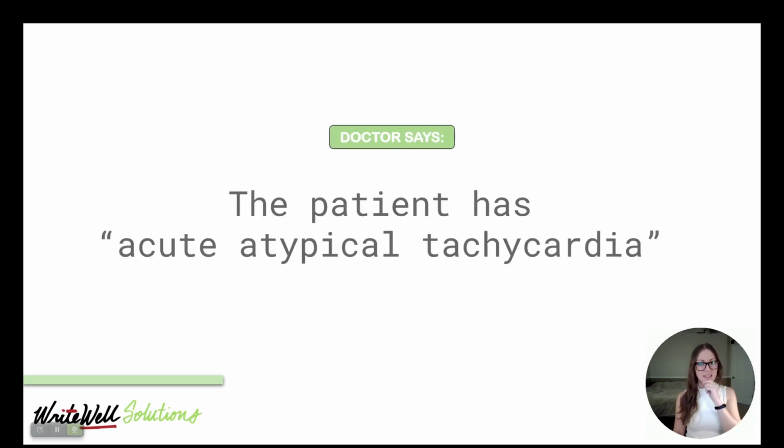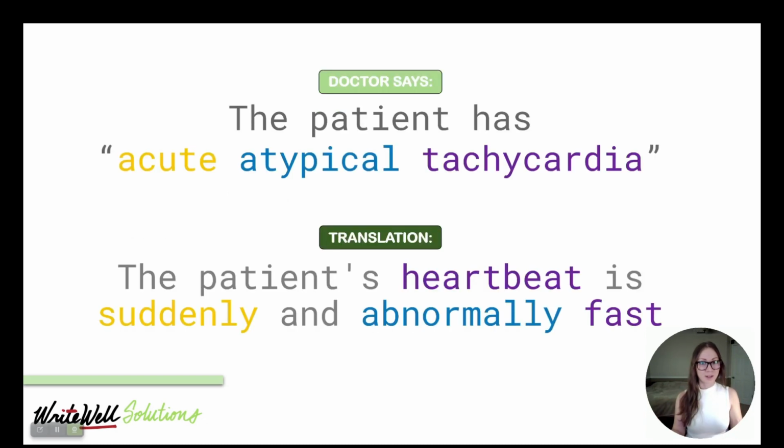Here's an example. The doctor says, "The patient has acute atypical tachycardia." Who would you think the doctor is talking to if they were to say something like this? I would think a fellow professional, another medical professional, someone who understands what these words mean, right? Because if they were talking to the patient or someone who came with the patient, it would be just as easy to break that down and say the patient's heartbeat is suddenly and abnormally fast.